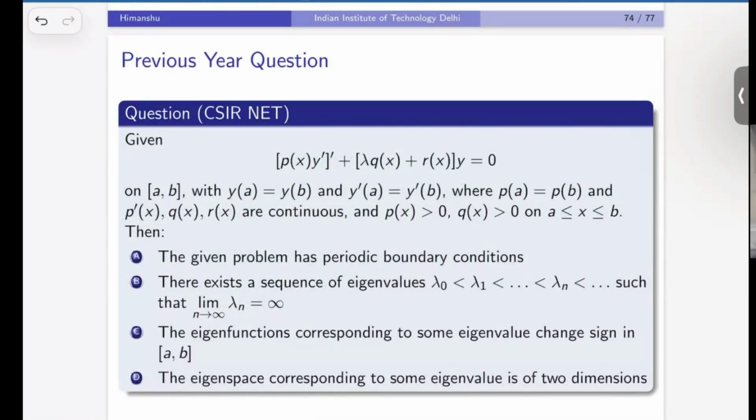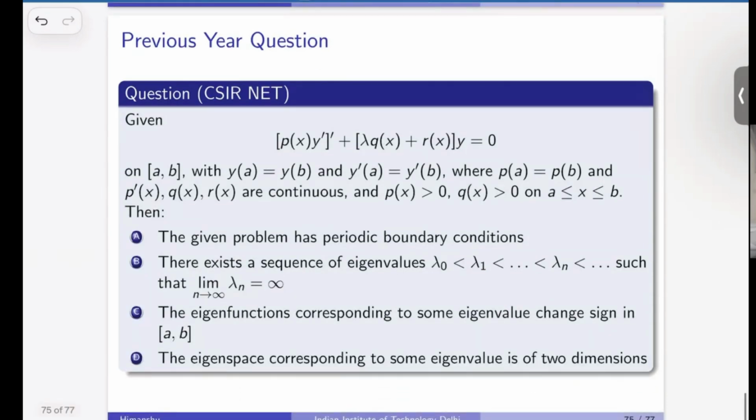Now again, this question is directly based on the properties. Given this differential equation on (a, b) with y(a) equals y(b) and y dash a equals y dash b, where p(a) equals p(b), p dash and q are continuous, p is positive, q is positive on (a, b). So these are the periodic boundary conditions. Again, this question is directly based on its properties. So we can see that option A is true.